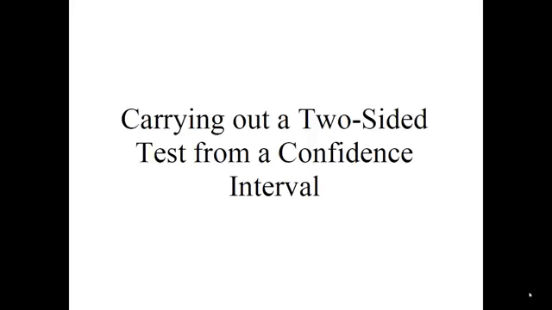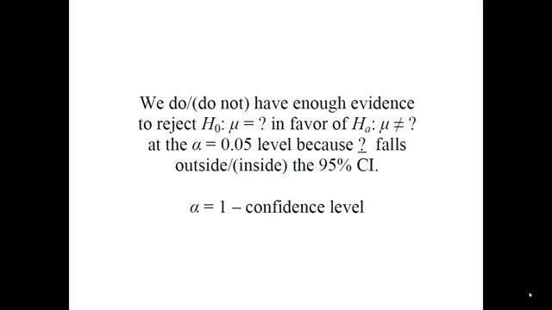Carrying out a two-sided test from a confidence interval. We do or do not have enough evidence to reject H sub 0, mu equals a number, in favor of H sub a, mu does not equal some number, at the alpha equals 0.05 level because blank falls outside or inside the 95% confidence interval. The alpha is 1 minus the confidence level.